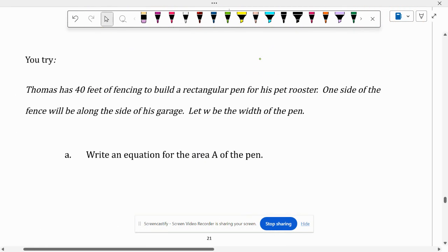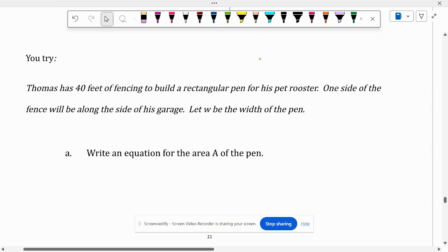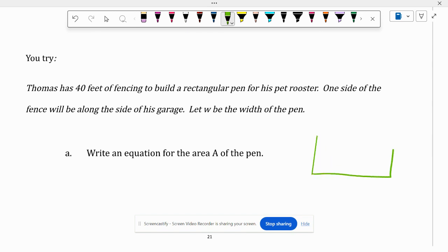We're going to do the U-try just to make sure that we understand it. Thomas has 40 feet of fencing to build a rectangular pen for his rooster. One side of the fence will be along the side of his garage. So how many sides are we using the fence for? Three. W, W, L. So what measurement represents L?